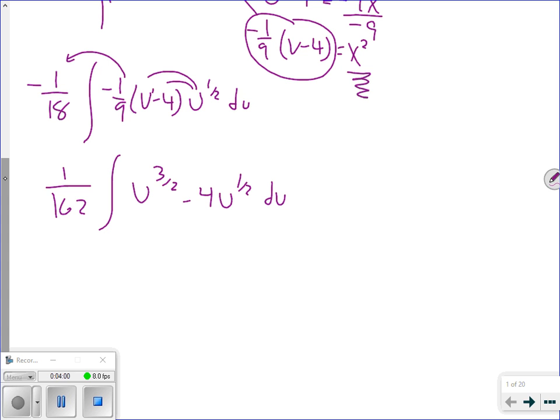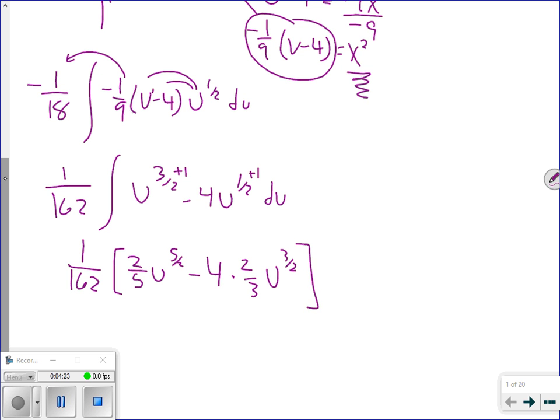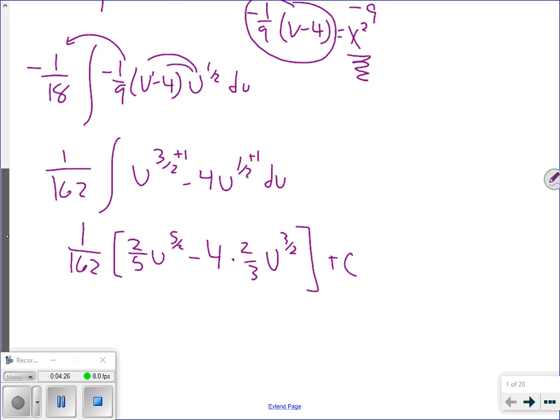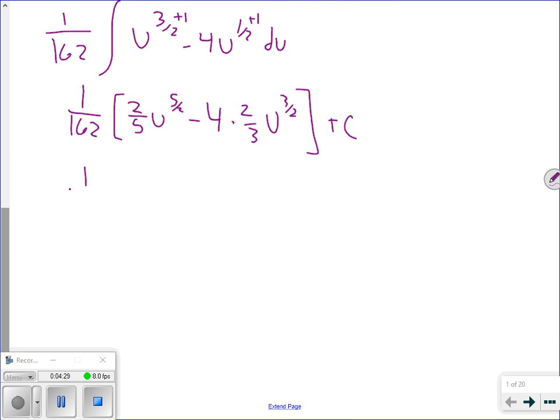Okay. All right. Now, if I integrate this, if I add 1 to the power, that's 5/2. So I got 2/5 u to the 5/2 minus, add 1 to this is 3/2 power. So I got 4 times 2/3 u to the 3/2 plus C. Now all that's left to do is plug in what u is equal to, and we'll call it a day with that. u was 4 minus 9x squared, and we are all good.